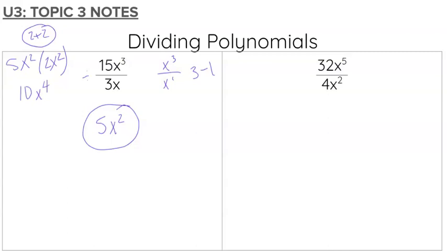So let's apply that over here to this problem. We have 32x to the 5th divided by 4x to the 2nd. 32 divided by 4 is 8. We do x to the 5th divided by x to the 2nd. We can do 5 take away 2, and we get x to the 3rd power.